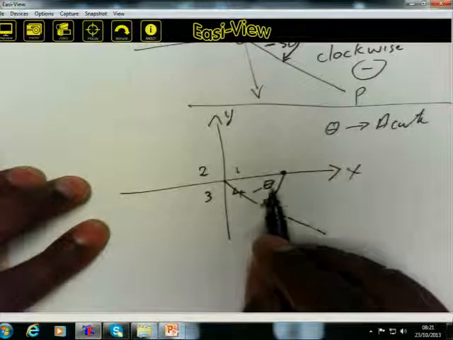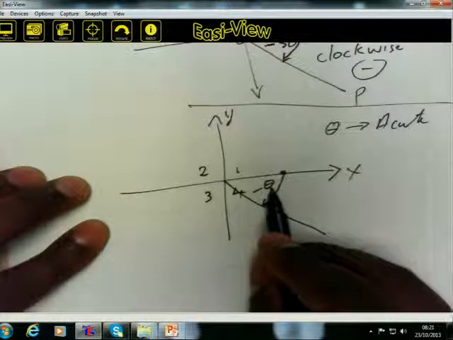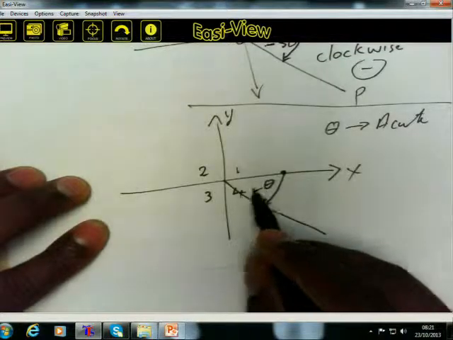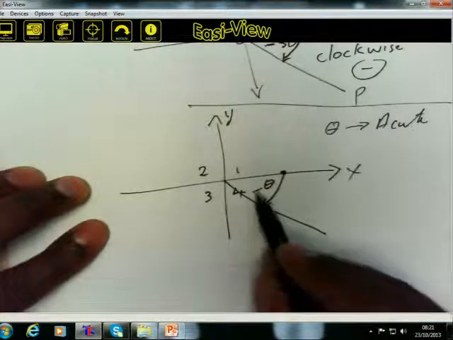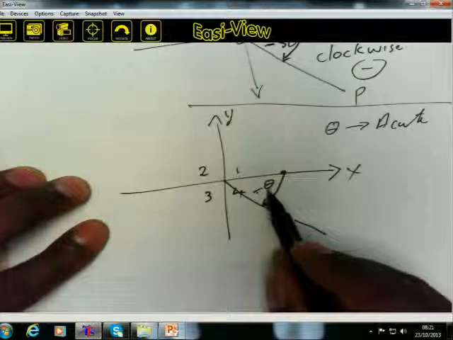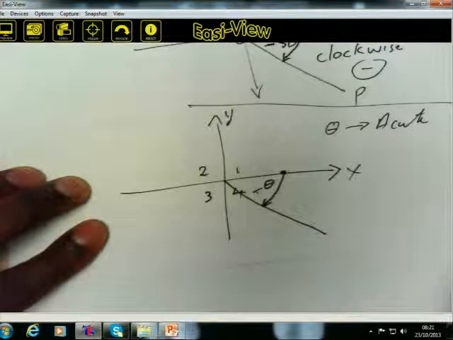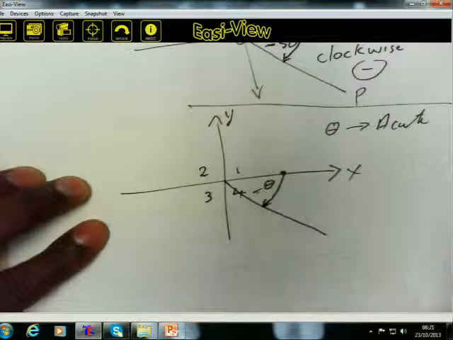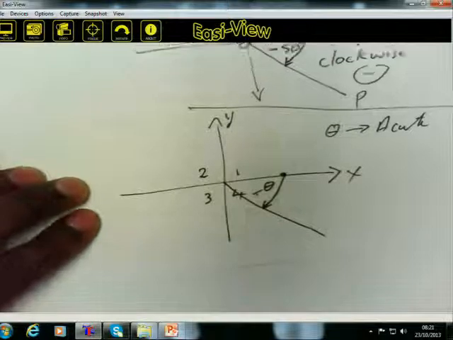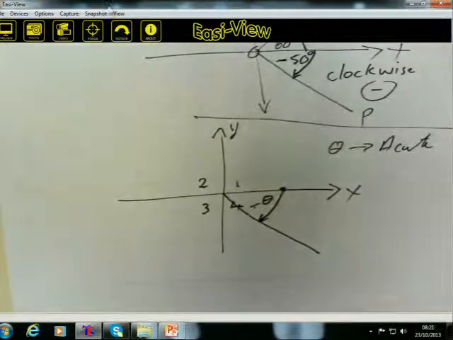So negative theta is an angle that is in the fourth quadrant. This negative indicates that the angle has been measured in a clockwise direction. So we also need to reduce these negative angles to positive acute angles. Theta represents an acute angle. So negative theta, we have to reduce it to a positive acute angle. I hope you remember. Then let me take you through this presentation.